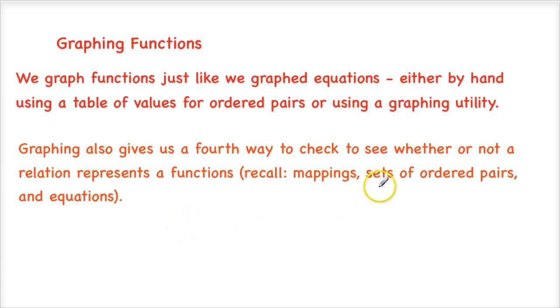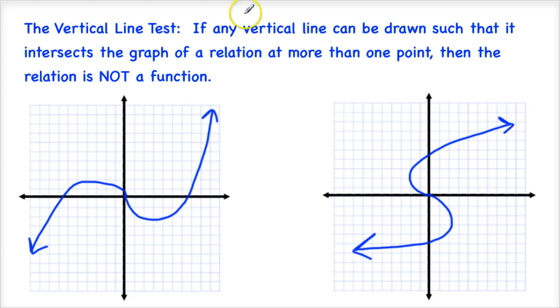So there were ways to tell that it was not a function from the mappings, the sets of ordered pairs, and the equations. Now there's a way to tell that it's not a function from its graph. And that's going to be something called the vertical line test. The vertical line test says if there's any vertical line that you can draw that crosses the graph in more than one point, then the relation is not a function. So if I can draw any vertical line here, if I intersect this graph more than once, then it's not a function.